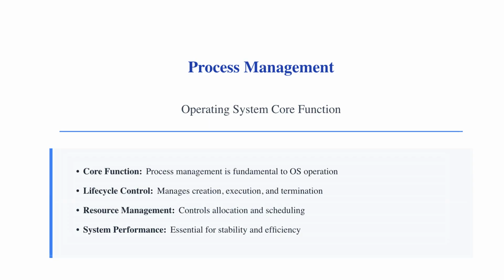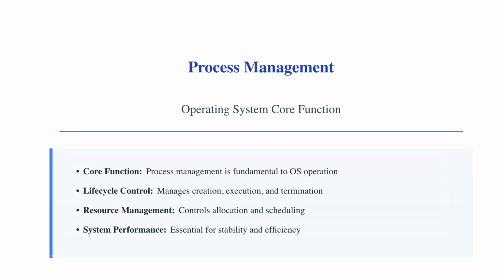As we can see here, process management handles three critical responsibilities. First, it manages the entire life cycle of processes, from creation when you launch a program, through execution as it runs, to termination when it completes. Second, it controls how system resources like CPU time and memory are allocated to different processes. And third, it handles scheduling, deciding which process gets to run when.